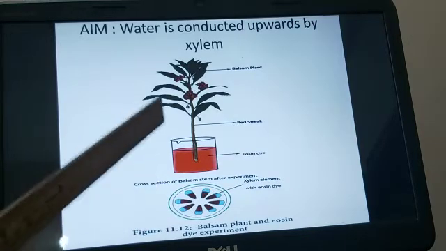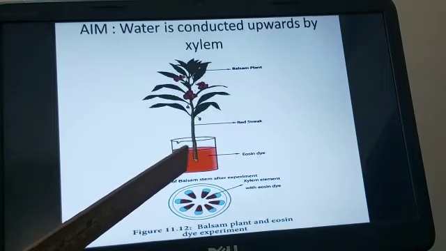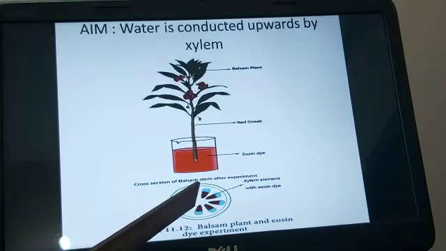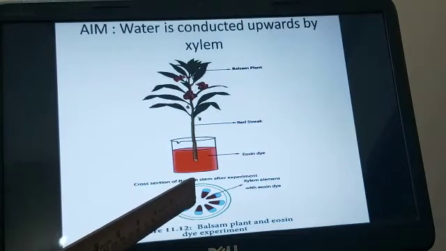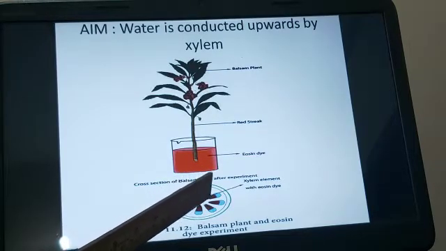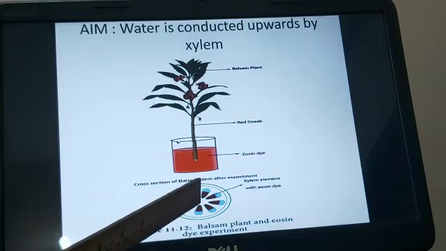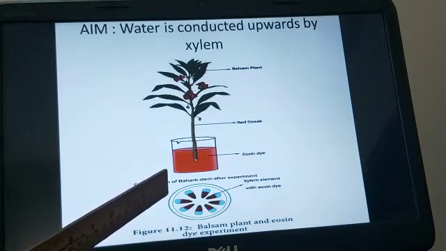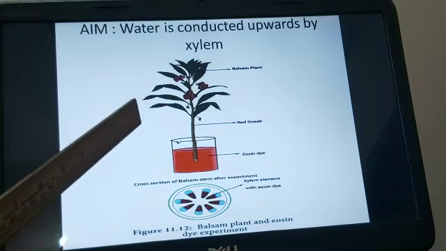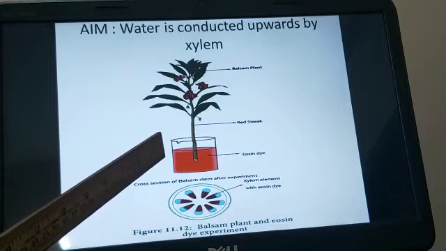You will see that whichever color you are using here, the same colored ring structures can be observed when you take the transverse section of the stem of the plant. So this transverse section here, this colored section indicates xylem. So this experiment will prove that yes, water is indeed transported with the help of the xylem vessels.